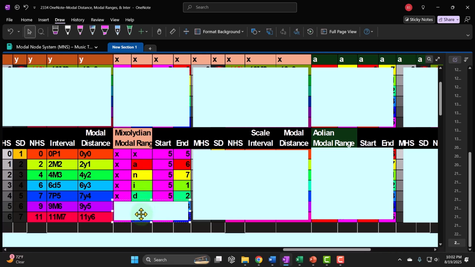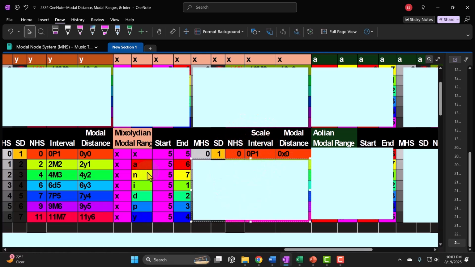What about the Mixolydian to the Dorian, a mix to Dor, an XD modal range, a magenta to spring green modal range, a 5-2 modal range. We've got a Mixolydian to Phrygian modal range, a mix to Phryg modal range, a magenta to the sky blue modal range, a 5-3 modal range, and then we've got a Mixolydian to Lydian, which would be a mix to Lyd modal range, an XY modal range, which would be a 5-4 modal range, magenta to blue.